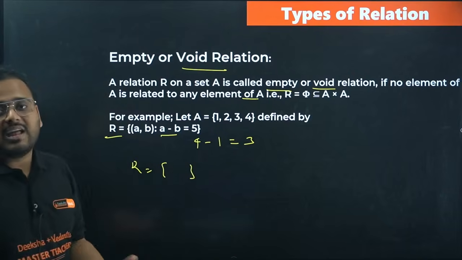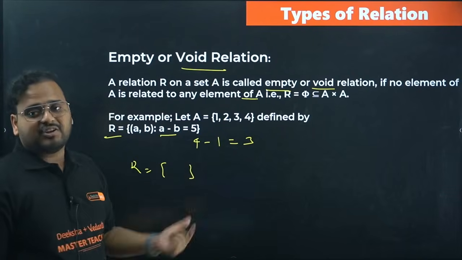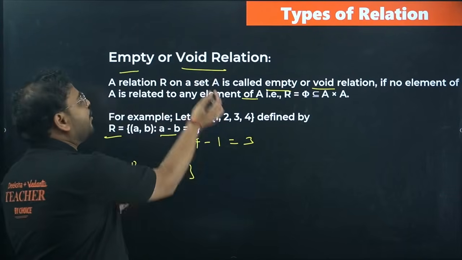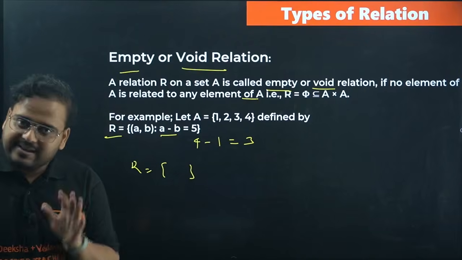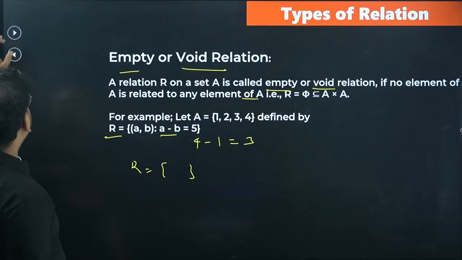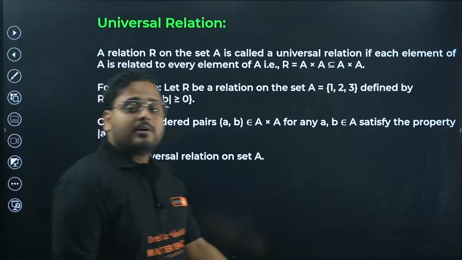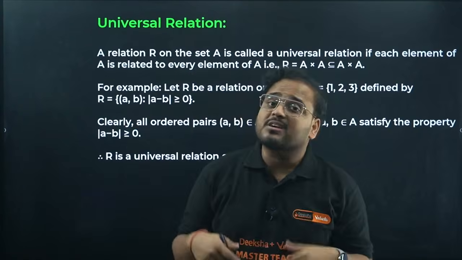It will have none of the elements in it. There will be no ordered pairs in the relation R. That's why it's called an empty or void relation. Is it clear? Very simple thing. Let's move on. Now, just opposite to this, we have the universal relation.